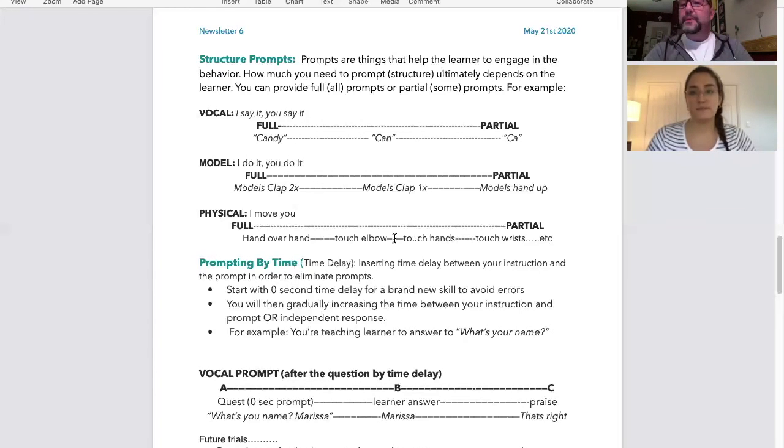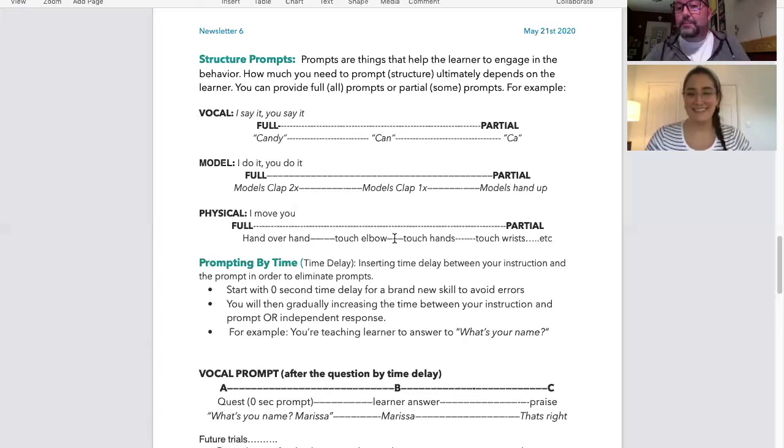So it might look something like this. Marissa, clap your hands. And then immediately I'm going to clap my hands. Why? Because when I clap my hands, Marissa will clap her hands. So I say, good job, way to go. A few trials later, I might say, clap your hands. Good job. A few trials later, clap your hands.